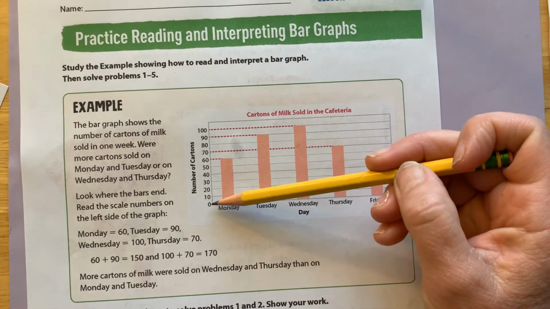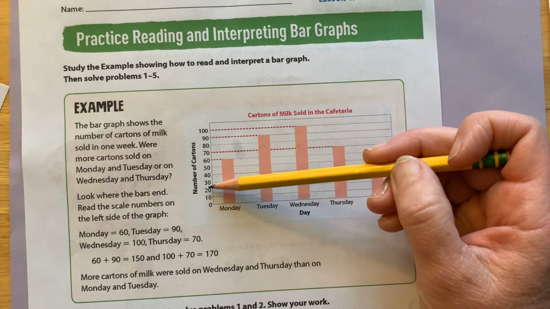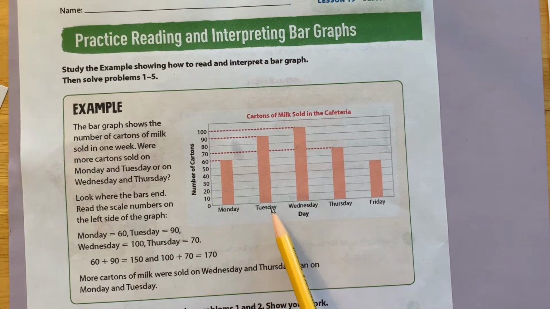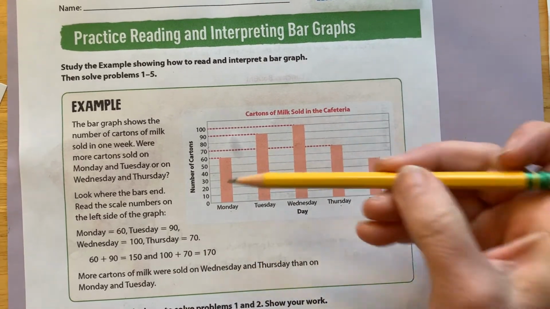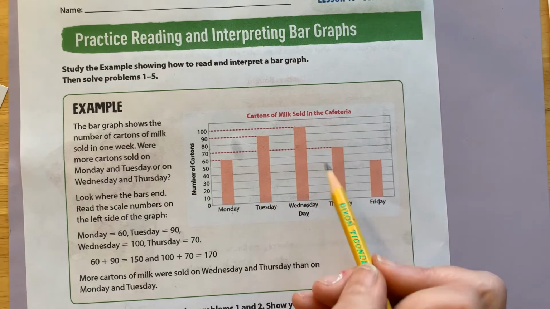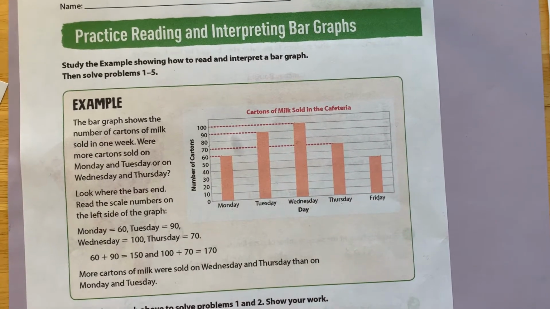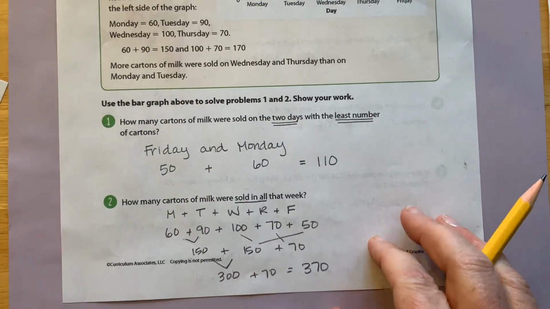Notice that on the side, our labels tell us the number of cartons and they're counting by tens. Down at the bottom, they have each day of the week, Monday, Tuesday, Wednesday, Thursday, Friday. And they look at the amount of cartons that are sold per day. And notice that we can even slide along to see how tall these bar graphs are. Okay, let's look at how you did on the answers.